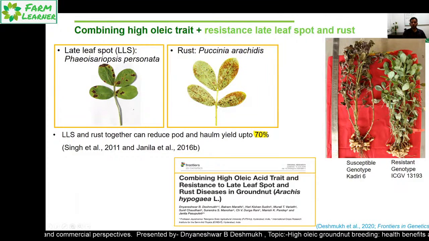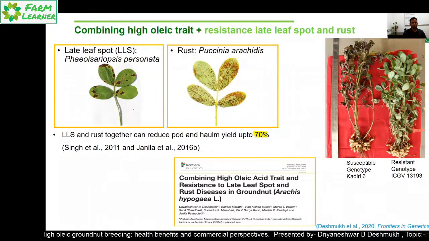It will be beneficial for the farmers in terms of pod yield, and farmers can also get good quality haulm for their cattle feed. So that's how it is very important to breed the variety, not only for the quality purpose but also for disease resistance. And as we know, genetic control of disease resistance is very important, as it is an environment friendly and economically viable method of controlling disease.